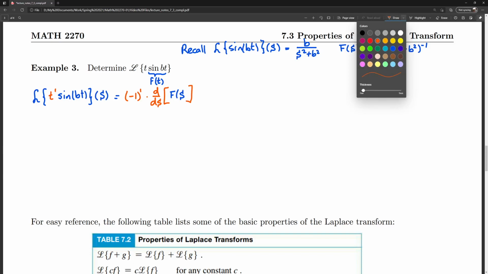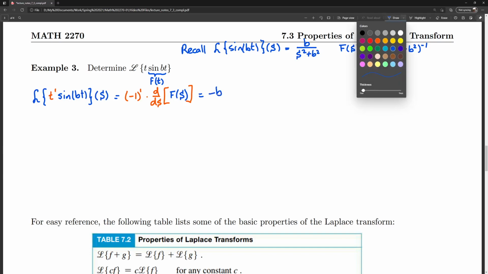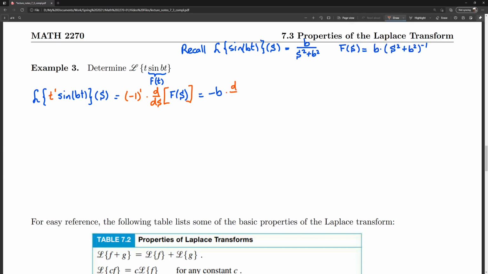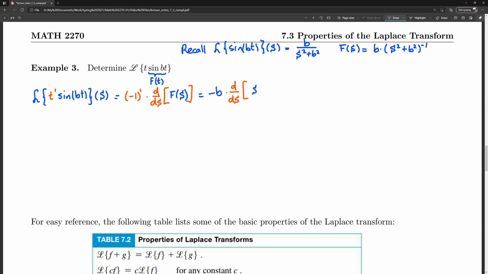And now we're going to write that as a product, right? And b is a constant that doesn't depend on s, and so that's something that I can pull outside the derivative here. So I actually end up with negative b, and then the derivative of s squared plus b squared to the power negative 1.